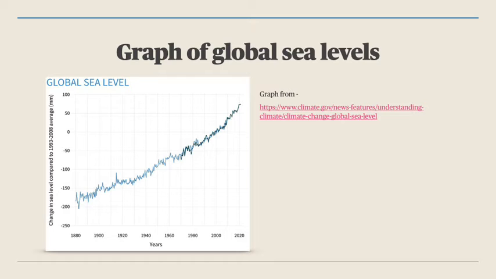In this slide, I'll be showing a graph of global sea levels. In this graph, what we can see is an upward trend of these rising sea levels, which is not good for us in the future.